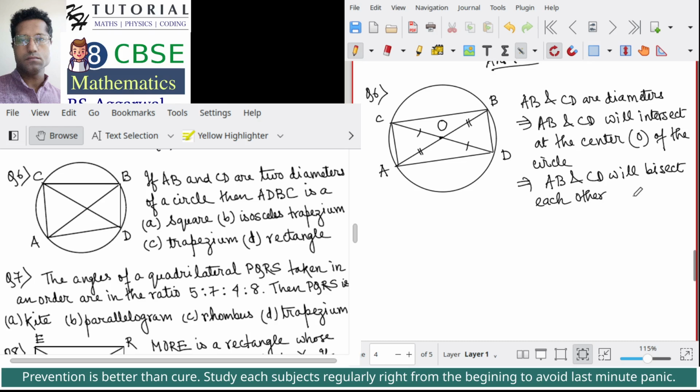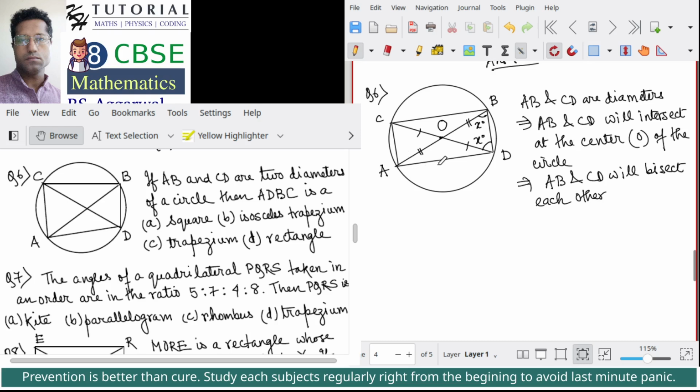how do we prove that all the angles of the quadrilateral ADBC are right angles? So as you can see, OD is equal to OB. So these two angles will be equal, x degree, let's say. These two angles will be equal, and also these two angles are equal.